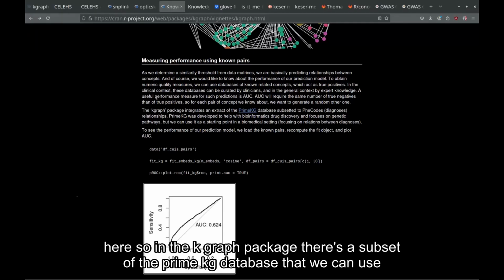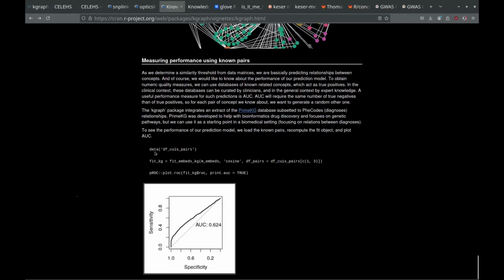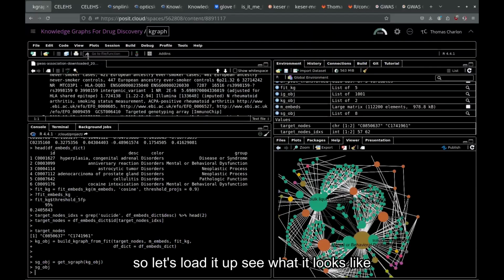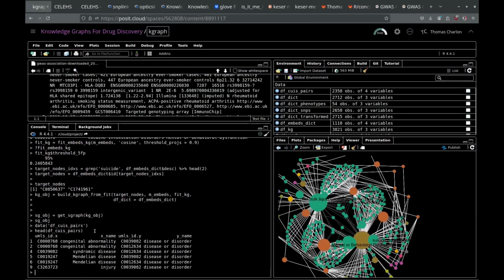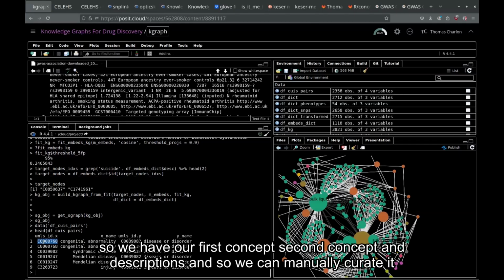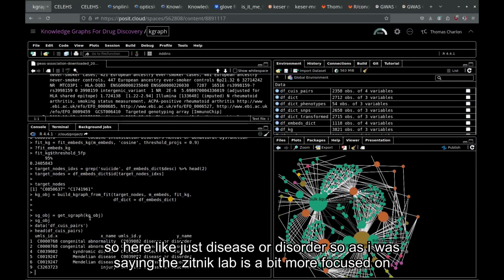So in the kgraph package, there's a subset of the PrimeKG database that we can use. Let's load it up and see what it looks like. We have our first concept, second concept, and descriptions. So we can manually curate it, like here, just disease or disorder.